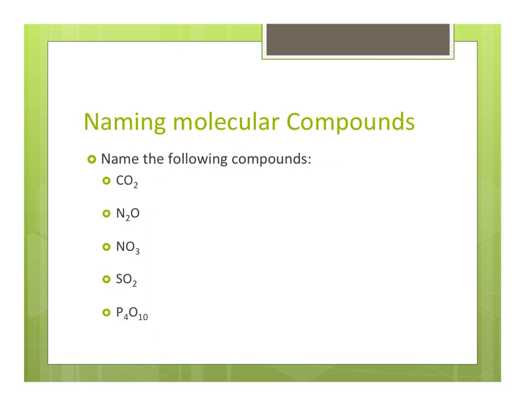So here we have naming molecular compounds. I've just listed a few here. In this first one, we have carbon with just one, so we're not going to say monocarbon, we're just going to say carbon. And then for oxygen, that would be oxide, because we're going to use that IDE ending on the second one. But with the 2, we're going to put a di in front of it. So this one is written as carbon dioxide.